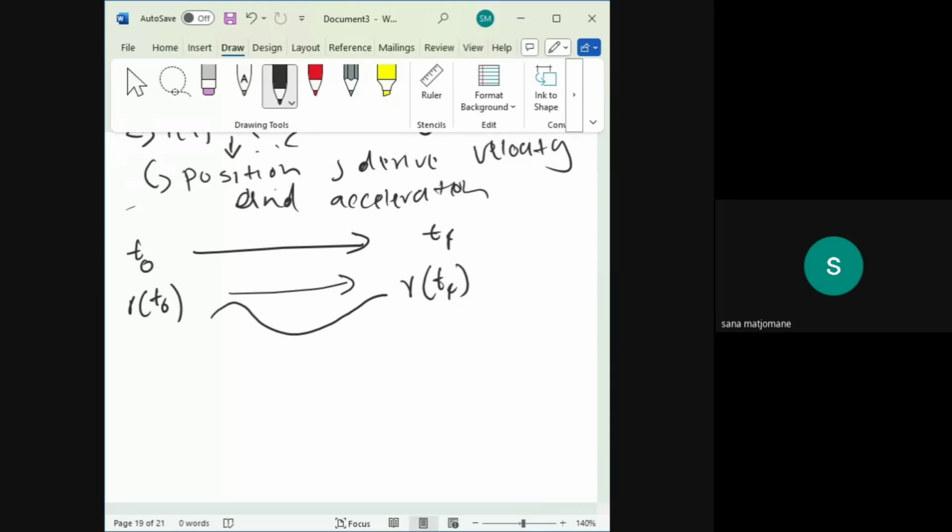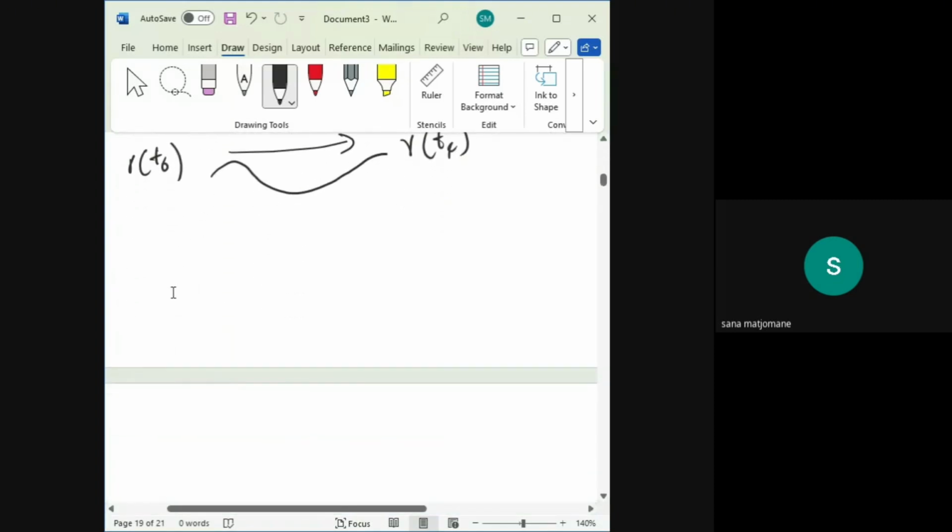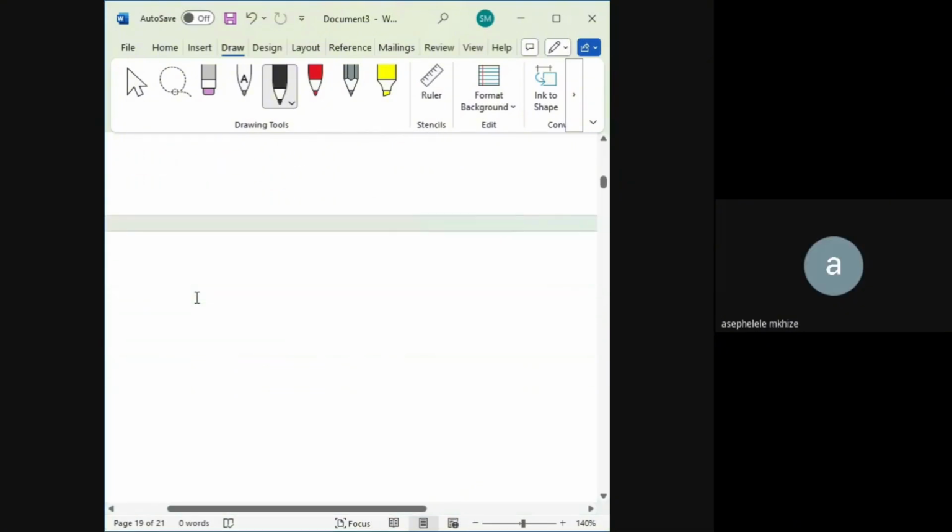When I listen, guys, what do you call the path when we trace it, when it moves from time t naught to time tf? What do you call the path as we trace the particle? The trail. Trail, yes, but what was the official word? I only use trail so that you guys get it. The trajectory. Okay.